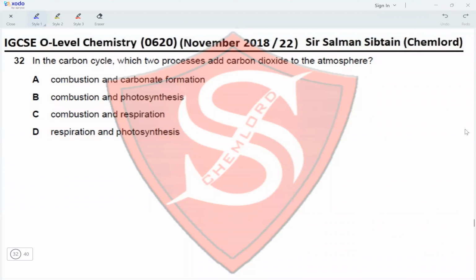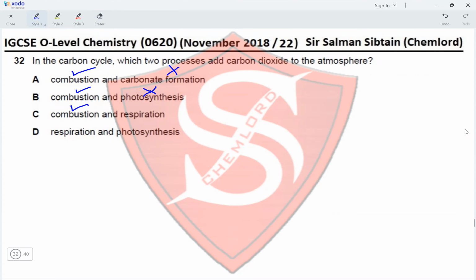Question 32. In the carbon cycle, which two processes add carbon dioxide to the atmosphere? Combustion produces carbon dioxide and carbonate formation removes carbon dioxide. So it is just one of these two that adds carbon dioxide to the atmosphere. Combustion adds carbon dioxide, photosynthesis removes carbon dioxide.